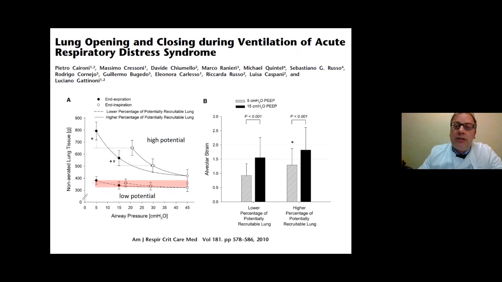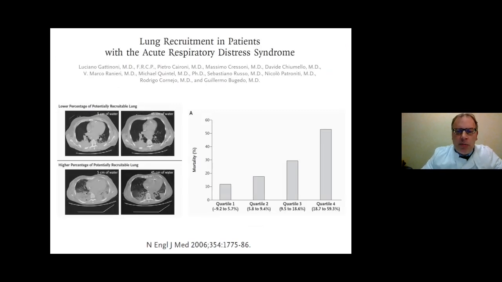That means an increase of alveolar stress and strain in the non-dependent part of the lung. Whereas in patients with high potential for lung recruitment, an increased level of PEEP is associated with a decrease of the non-aerated lung tissue, and more importantly, with a decrease of tidal recruitment. So a decrease in the difference between the amount of non-aerated lung tissue that we see at end inspiration compared to end expiration.